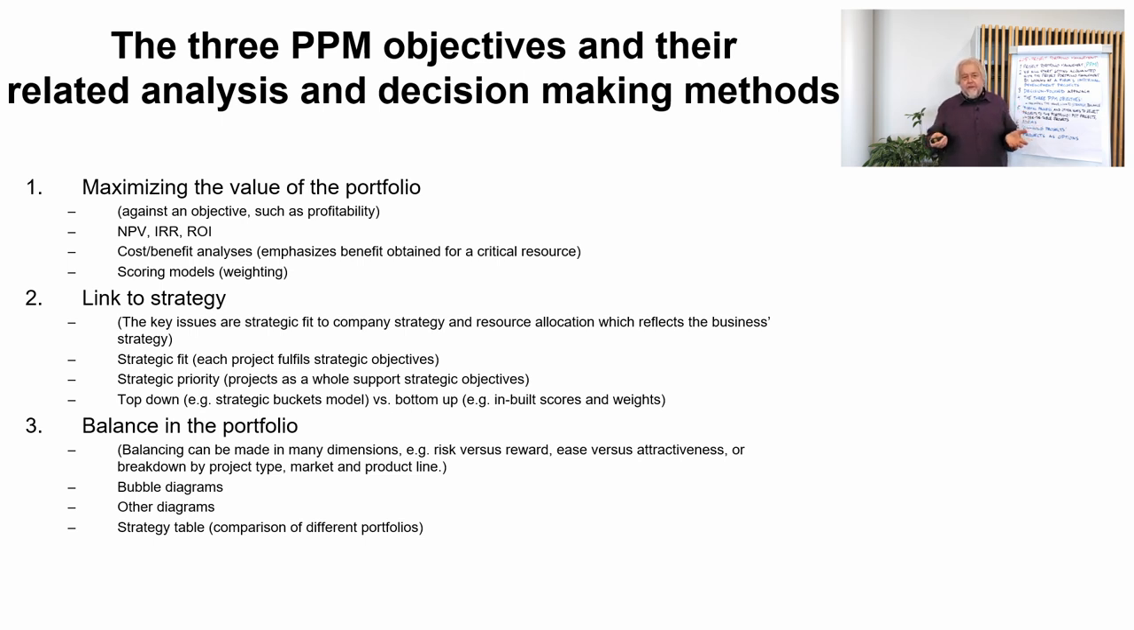Well, then the third objective is balance in the portfolio. We have several dimensions or criteria that we can use to evaluate the projects. And then we can create, for example, bubble diagrams, which I'm soon going to show you, or other diagrams or a strategy table to look at our selected portfolio as a whole, and we can make portfolio decisions, or alter the portfolio to be more balanced in terms of certain criteria. We are going to discuss these visual representations a little bit later.